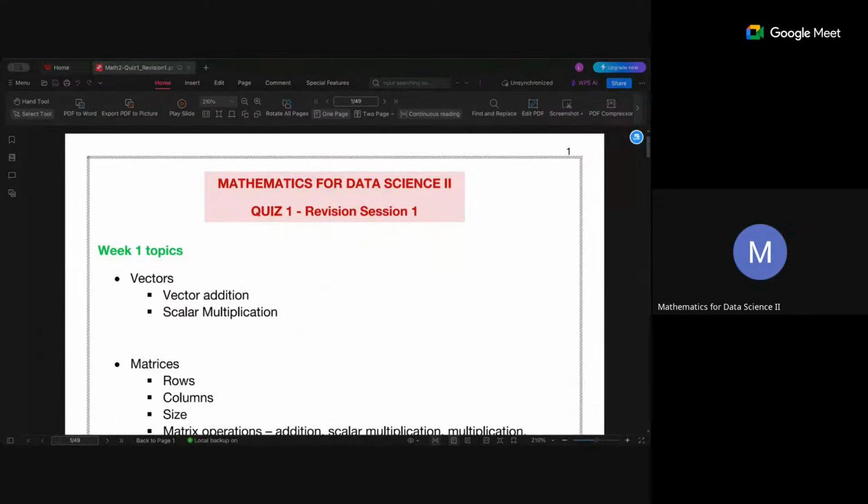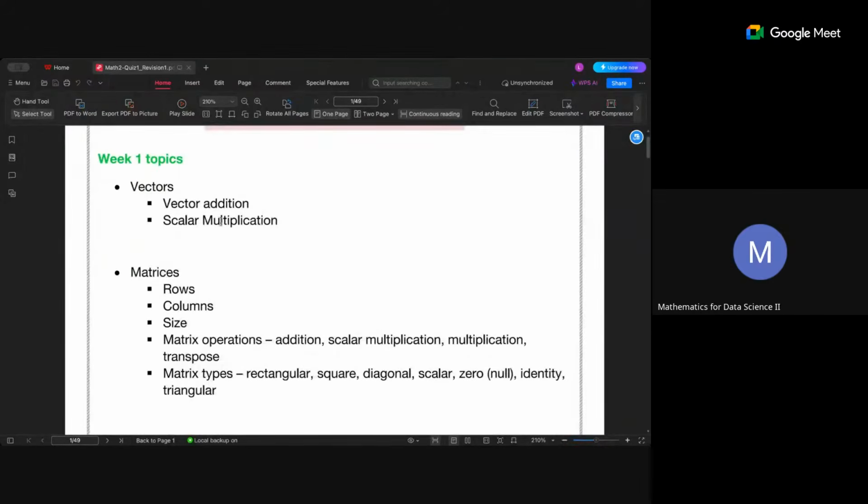Okay, so let's start the revision quickly. So in week 1, we have the topics of vectors and matrices, right? So vector addition and scalar multiplication, I guess they are the pretty basic things. So quickly, let's start with matrices.